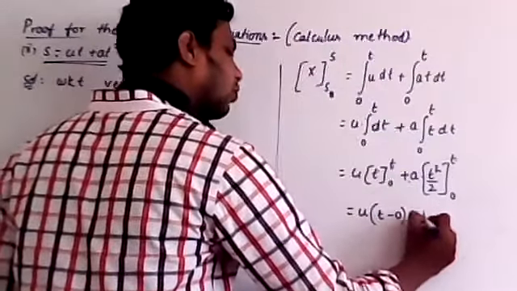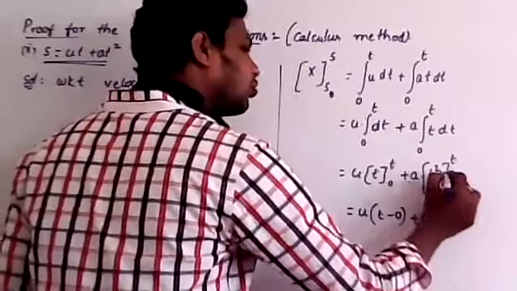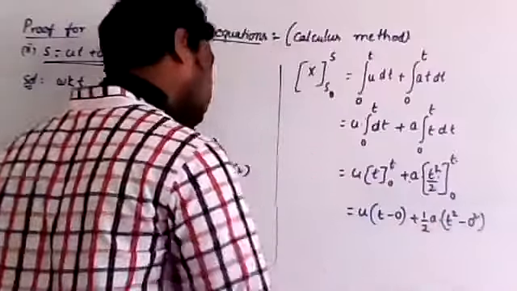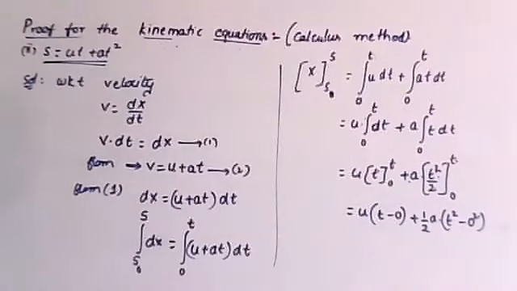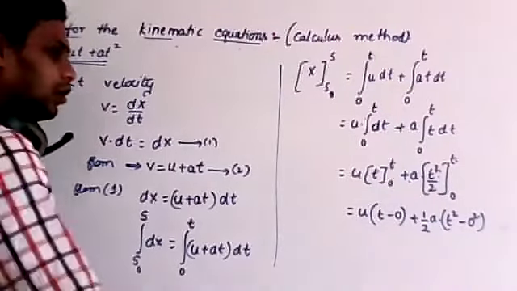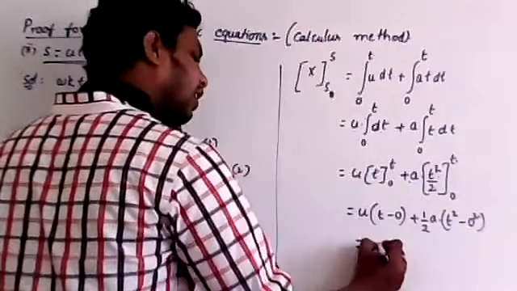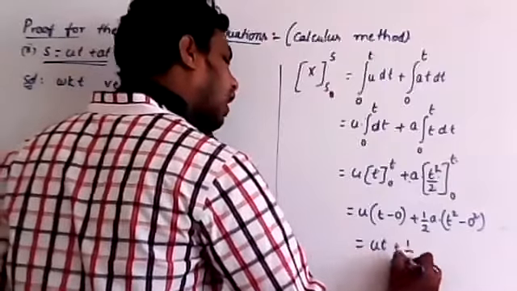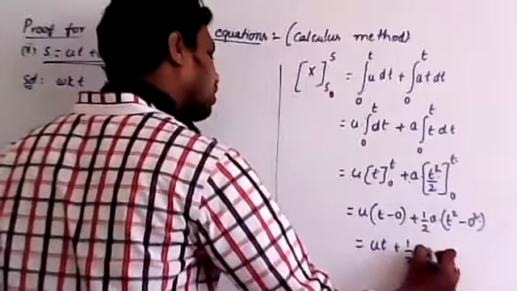Plus 2 will come out here, so 1 by 2 a into, first substitute the upper limit t square, later substitute the lower limit 0 square. If you want more clarification, you can write this as t minus 0 is t, therefore ut plus half a into t square minus 0, that is t square.